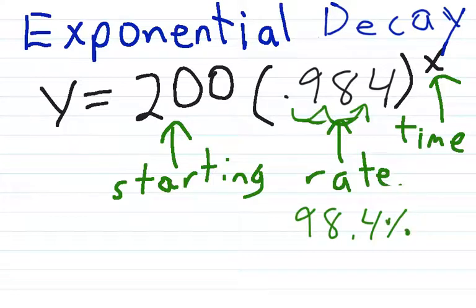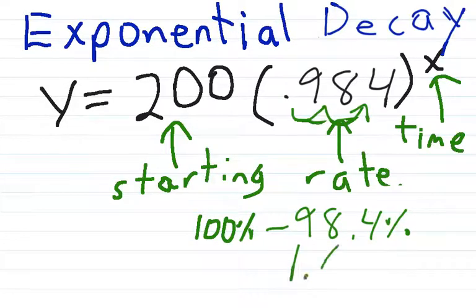And everything is in relation to 100%, because 100% represents all of something. So all I need to do is 100% minus 98.4%, and that will give me the rate of decrease, or the rate of decay. So that would give us 1.6% decrease.